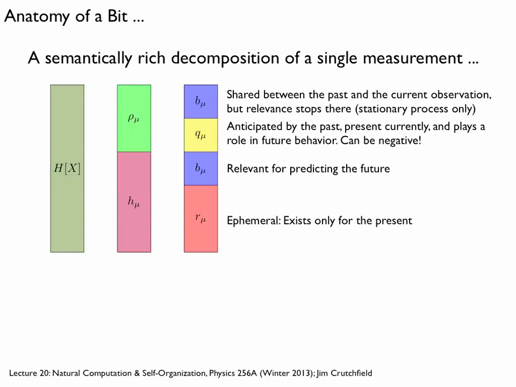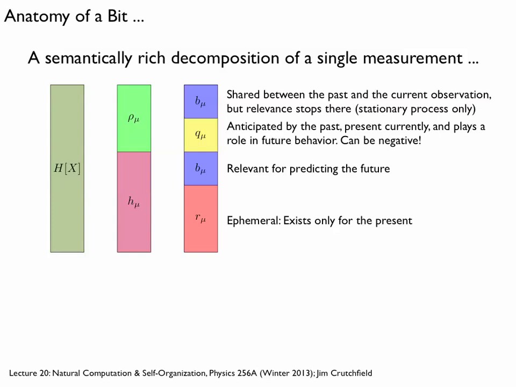And then this anticipated part up here, we're going to break it into two other pieces that get a little bit harder to explain. There's another piece of this anticipated, predictable part of the single symbol information that is actually equal to bμ in the particular cases we're working, which are stationary processes. And then there's another called qμ, which is something that's anticipated by the past, it's present in this moment, and plays a role in future behavior. And that can be negative.